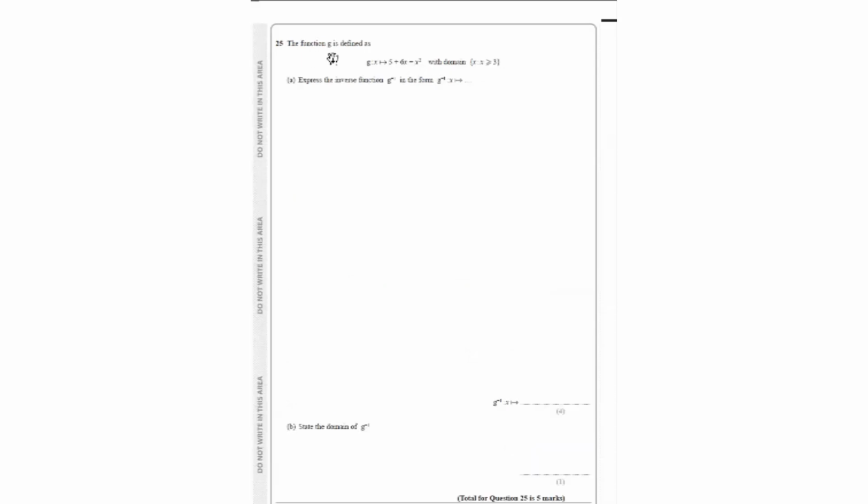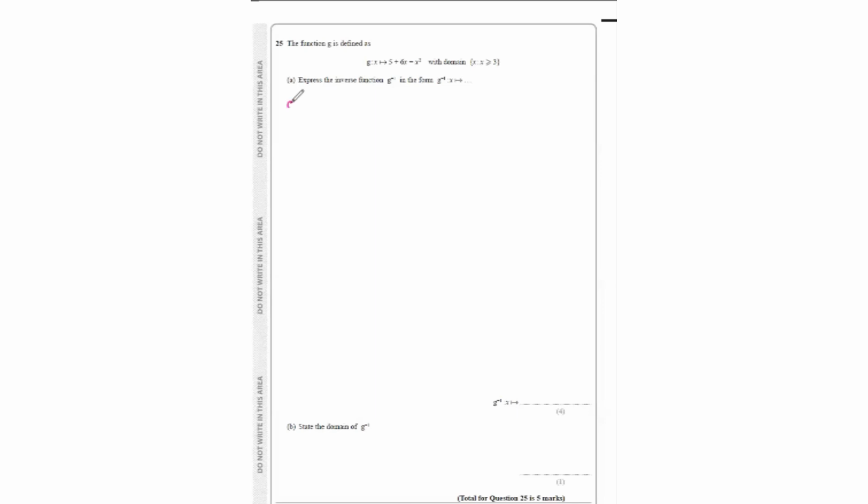Question 25 says the function g is defined as g of x equals 5 plus 6x minus x squared with domain x greater than or equal to 3. Express the inverse function g inverse in the form of g inverse of x. Whenever we have a quadratic function and they want us to find the inverse of it, what we have to do is first convert the quadratic function into completing square form.